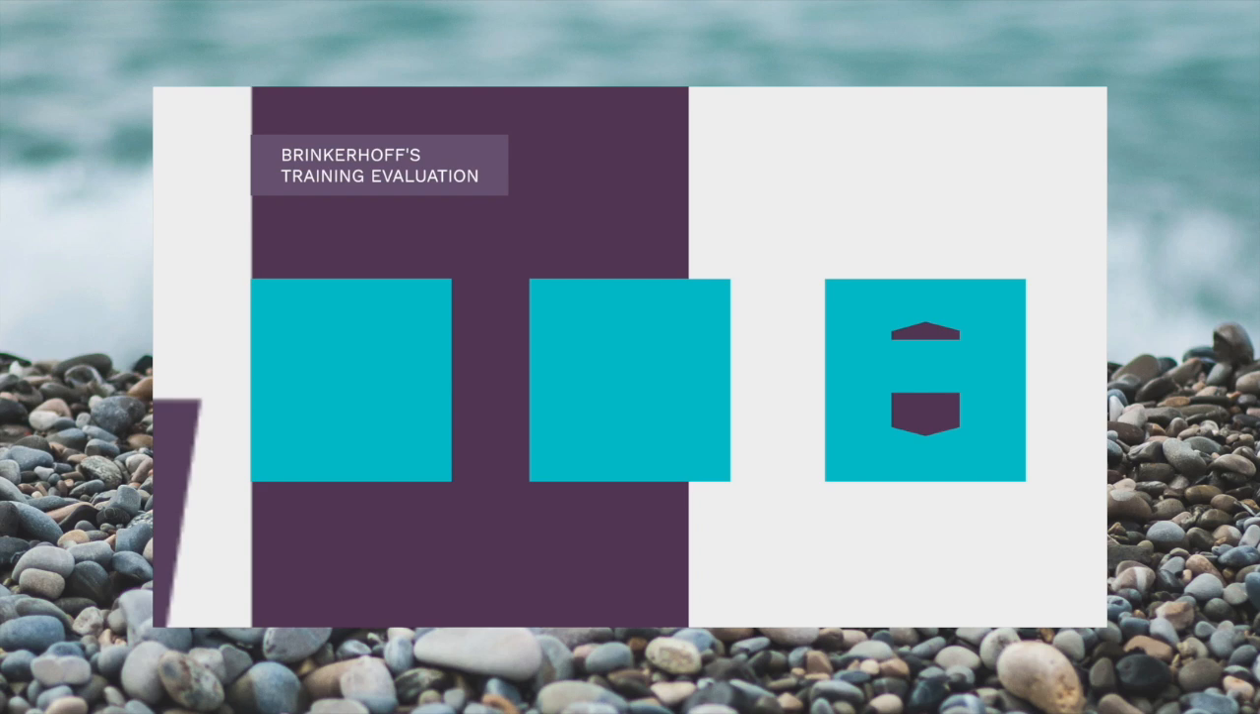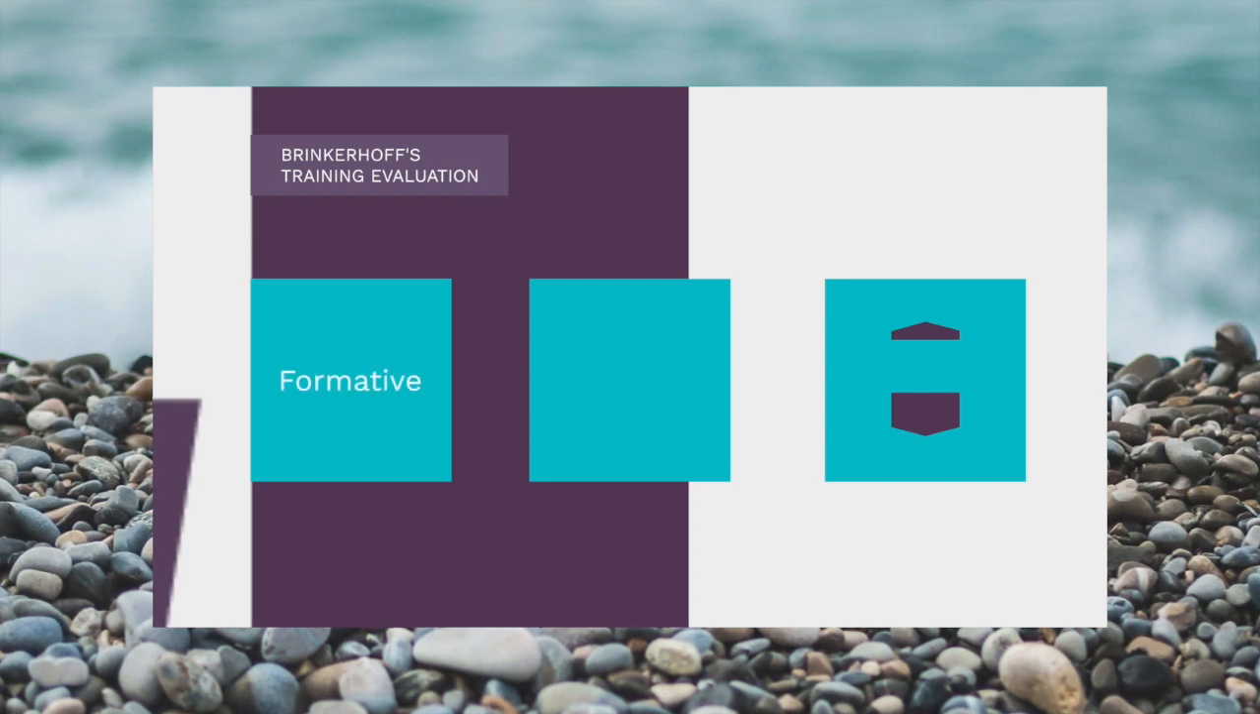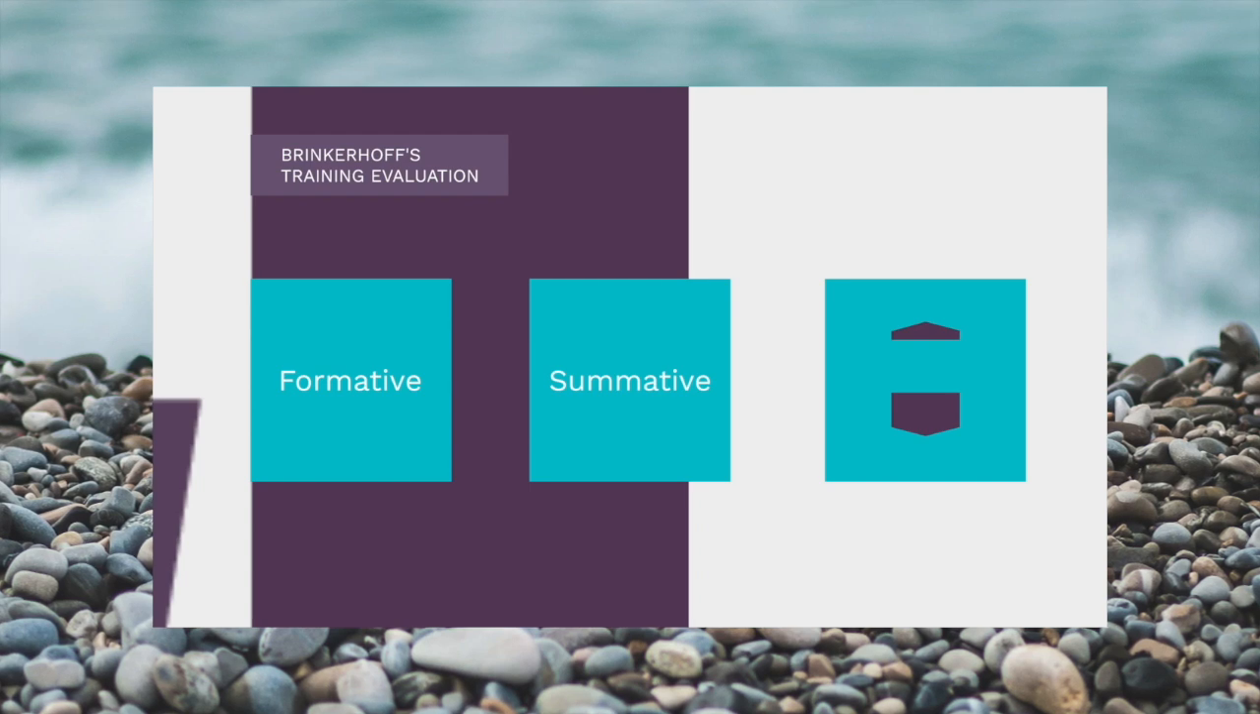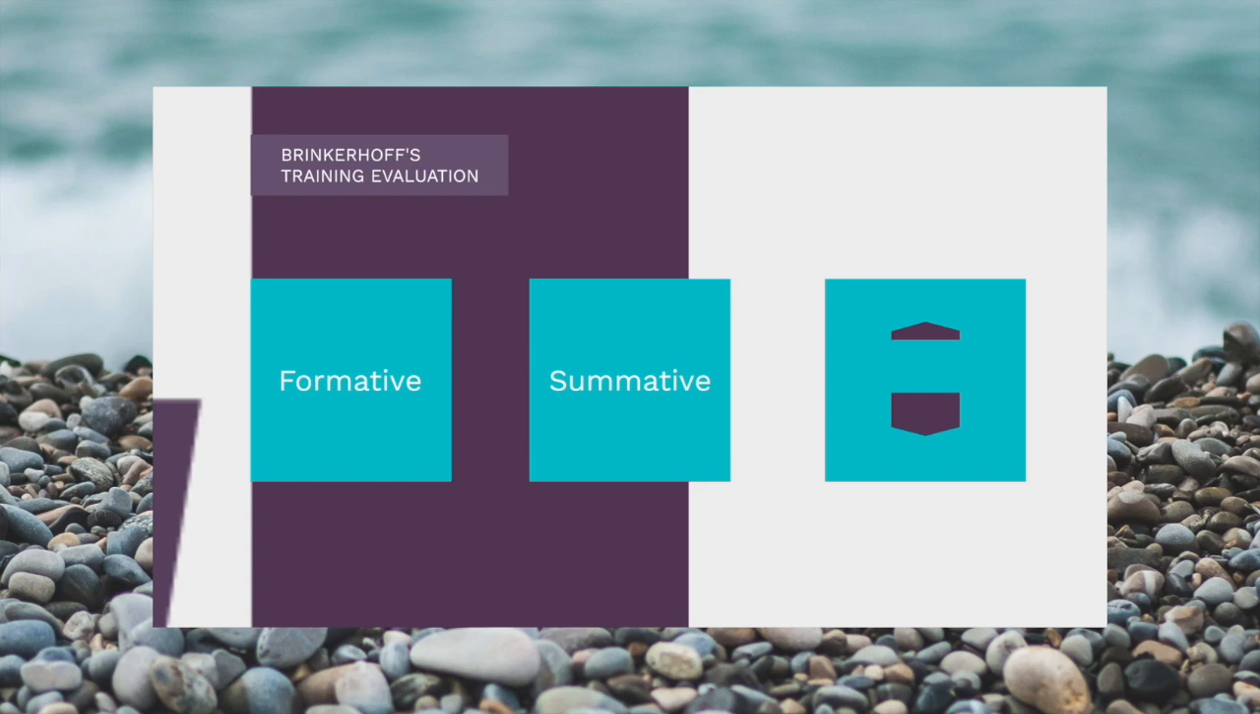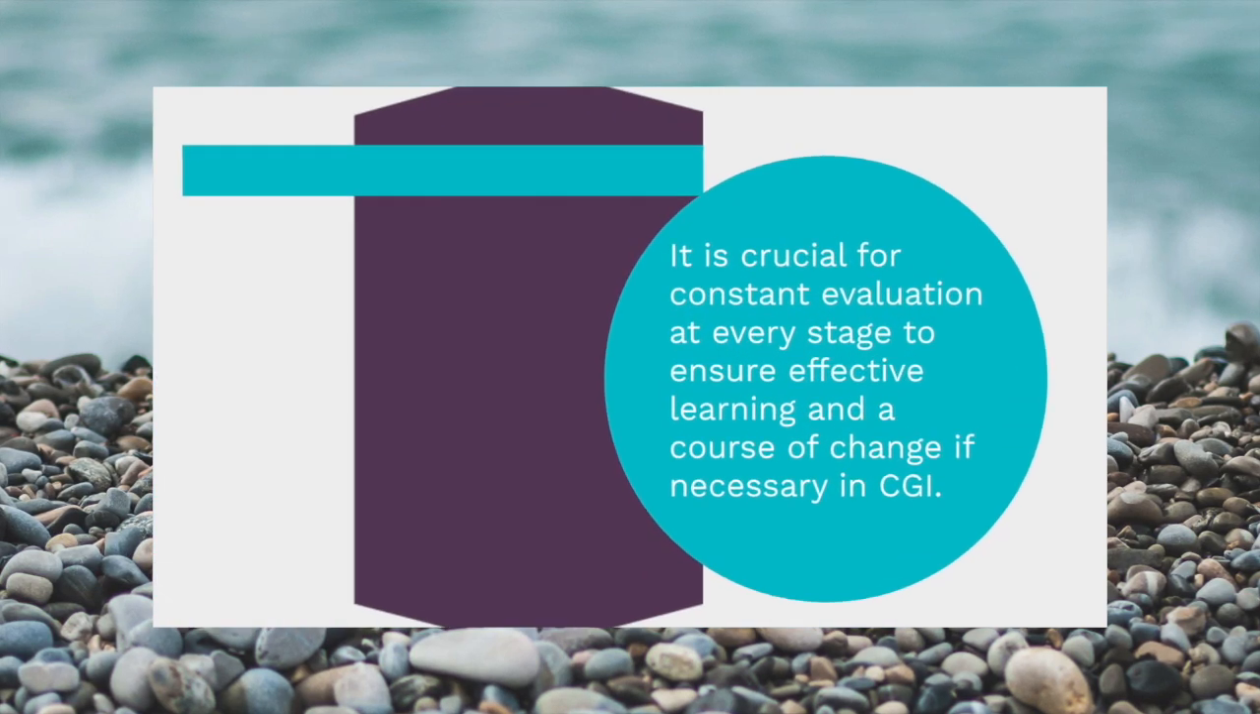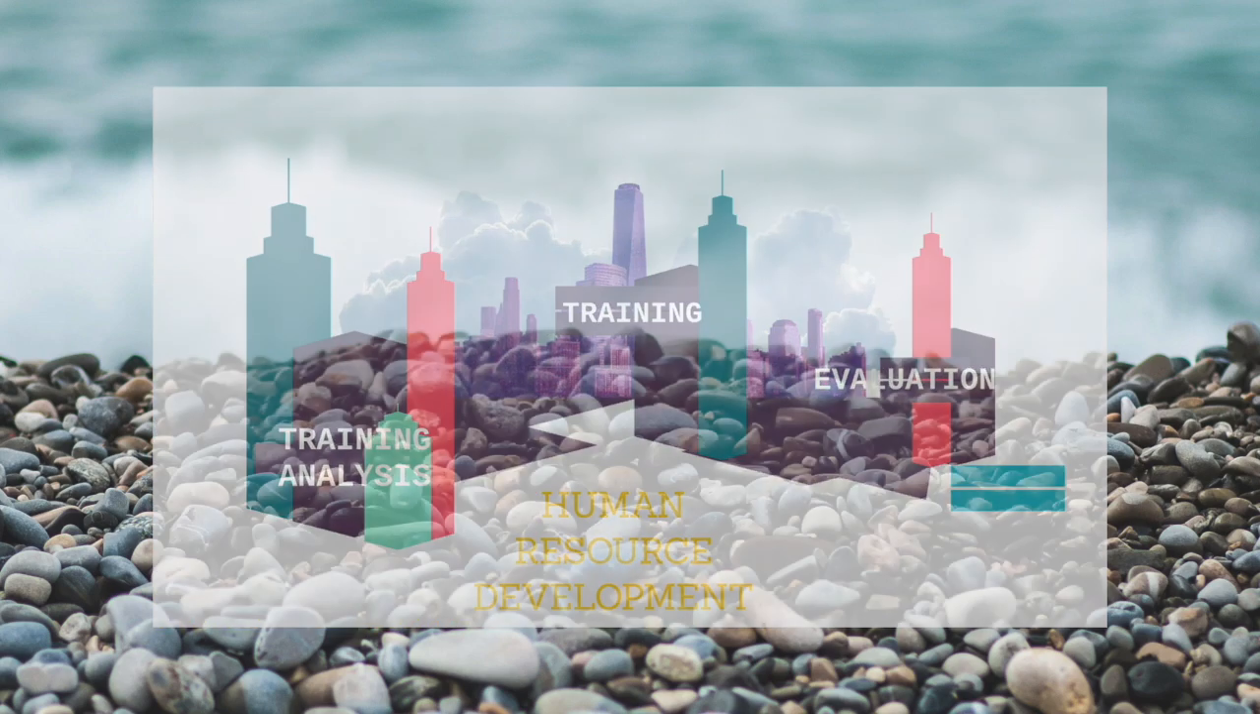the results of training, as it consists of both formative, which is evaluating the planning for the training, and summative, which is to evaluate how effective the training was based on employees' new knowledge and adaptation to the new environment and future improvements. It is crucial to have constant evaluation at every stage to ensure effective learning and a course of change if necessary in CGI.